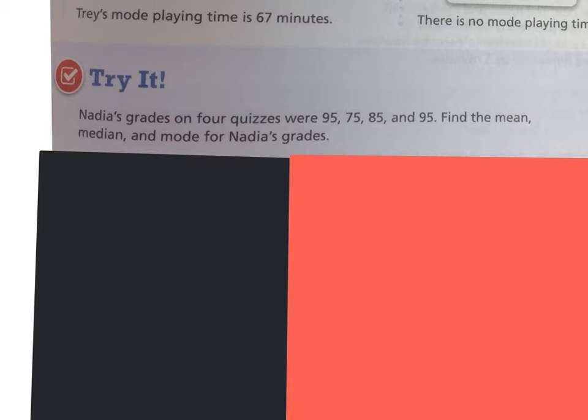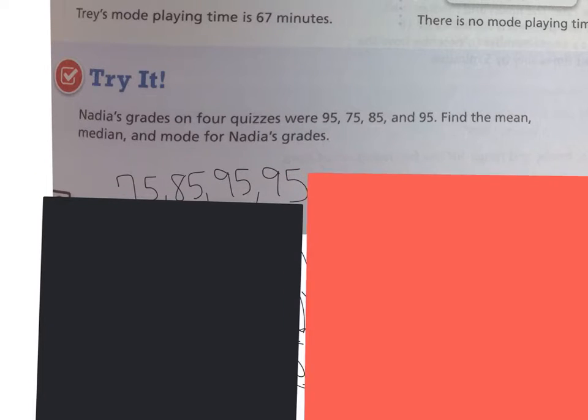So probably the first thing we would want to do would be what? Order the numbers, least to greatest. Good. Only 4 numbers, so that shouldn't be too difficult here.